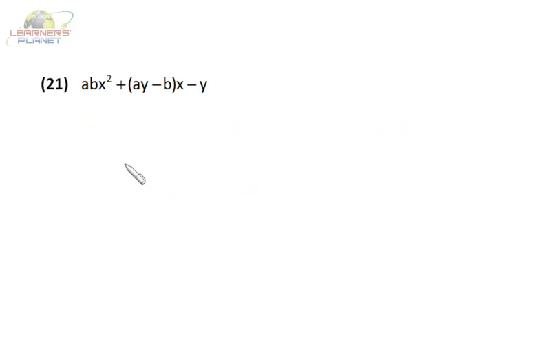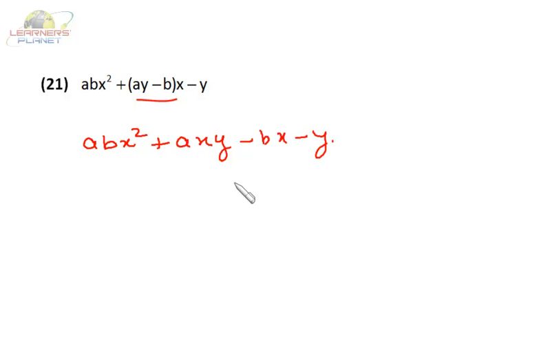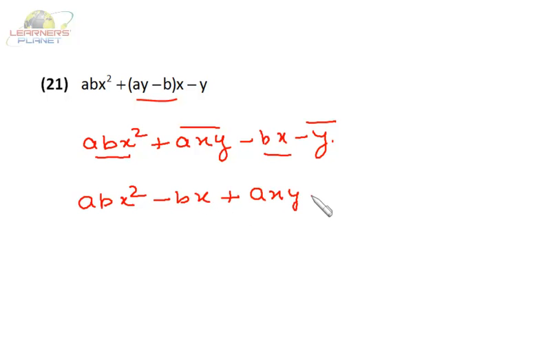Now let's try this. First of all, we have to open this bracket, or we have to simplify this bracket. So let's do that. abx square plus ay into x, that is axy minus bx minus y. Now we have to go for regrouping of the terms. So let's take this and this together, and this together. So let's rewrite it. abx square minus bx plus axy minus y.